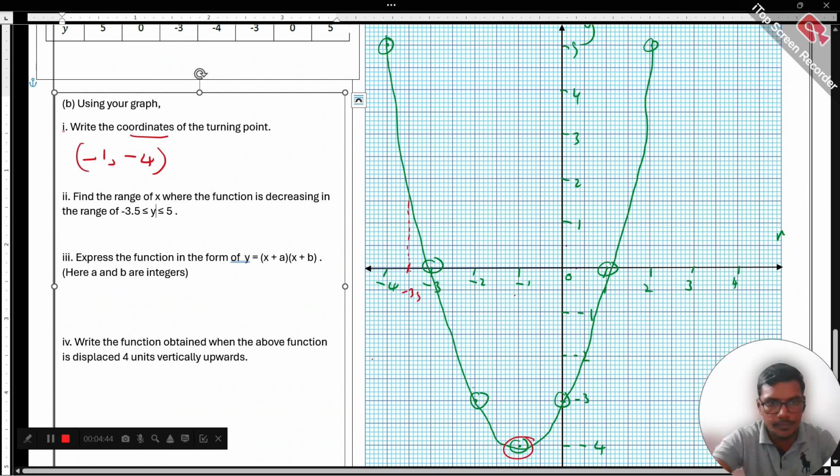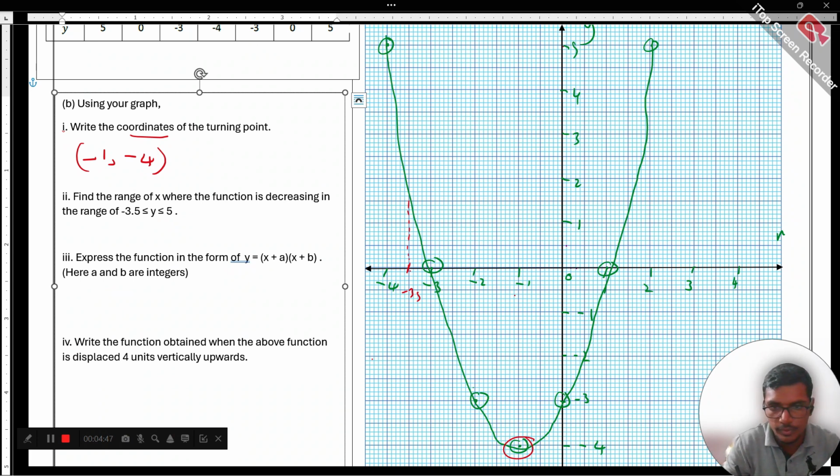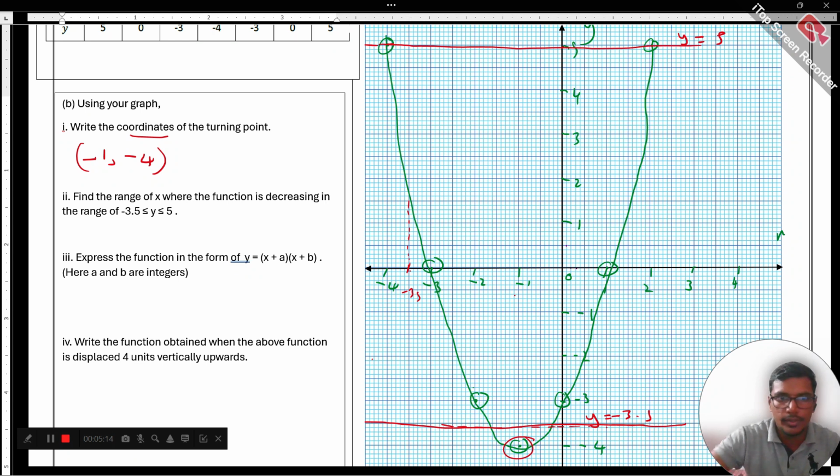It is decreasing from -3.5. y equals -3.5 is here. y equals 5 is here. We can draw a solid line actually, no need to draw a dotted one, because the equal to mark is there, y equal 5. Then in this range, we should find when the function is decreasing. In this range, from here to there, the function is decreasing.